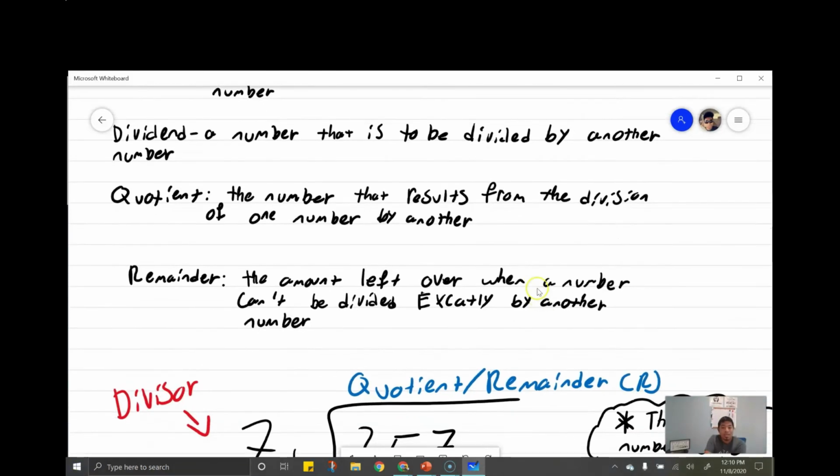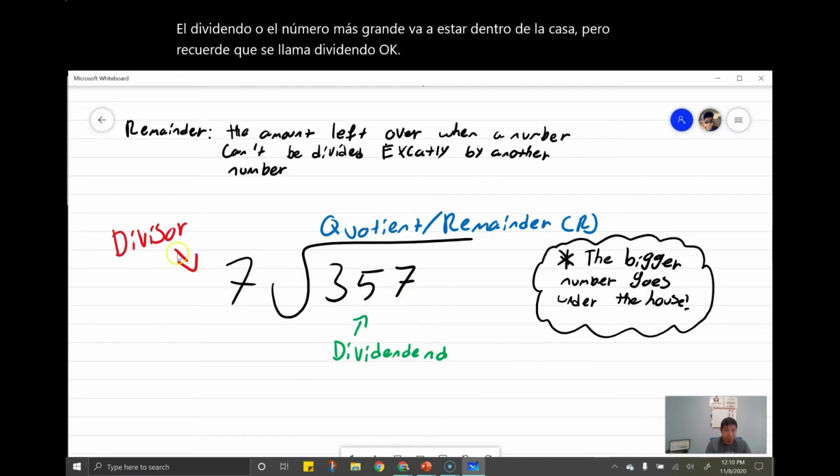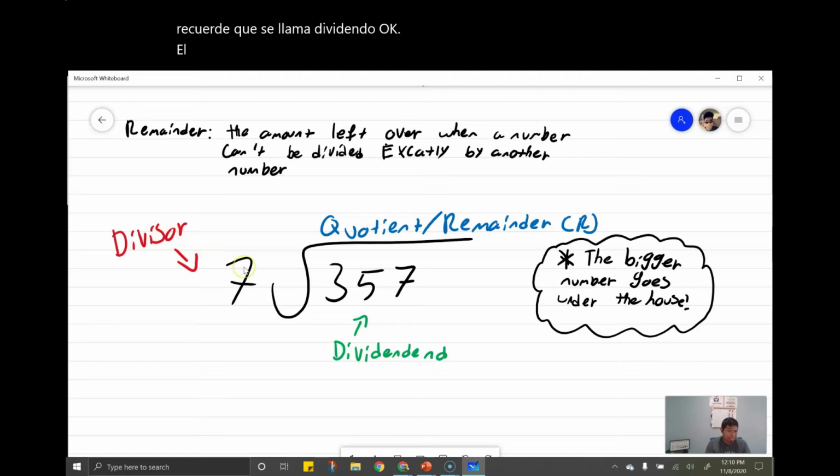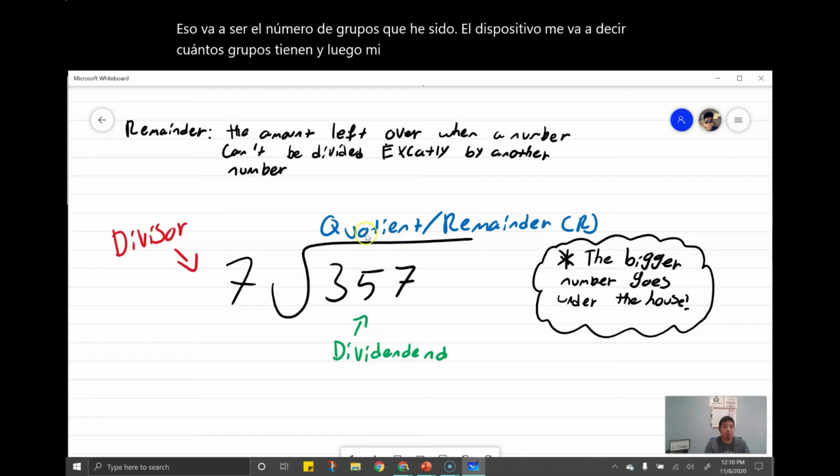Alright, so let's go ahead and see what that looks like, okay? Alright, so we have the house, okay? The dividend, or the bigger number, is going to be inside the house, but remember that's called dividend, okay? The divisor is going to be outside, okay? That's going to be how many are going to be in each group, okay? Sorry, no. That's going to be how many groups I have. Divisor is going to tell me how many groups I have. And then my answer and my remainder is going to be my quotient, okay? The bigger number goes under the house, okay?